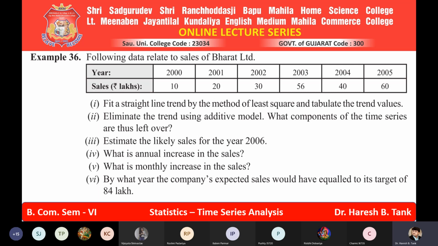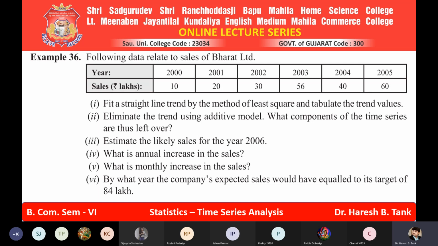Now the first thing to be done in this case is to fit a straight line trend by the method of least squares and tabulate the trend values. Fine enough. You have to make a table, and in that table you have to tabulate the trend values using the method of least squares. Since it is given as the method of least squares, you may be recalling that y is equal to a plus bx kind of a thing is to be done.